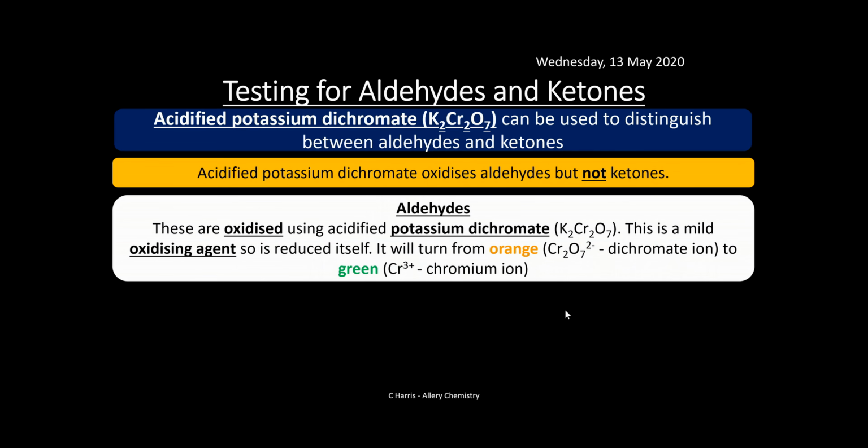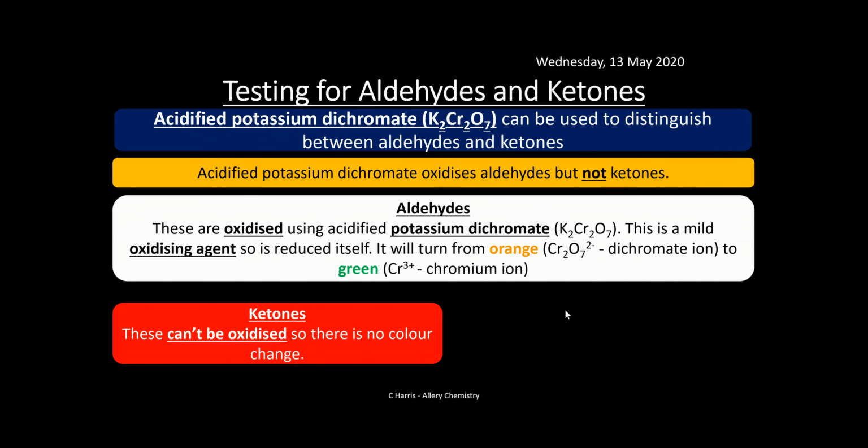So let's have a look at aldehydes first. These are oxidized using acidified potassium dichromate, K2Cr2O7. This is a mild oxidizing agent and is reduced itself, so you'll know if we have an aldehyde, because we'll get a color change. It'll turn from orange to green, which is your chromium ion, Cr3+.